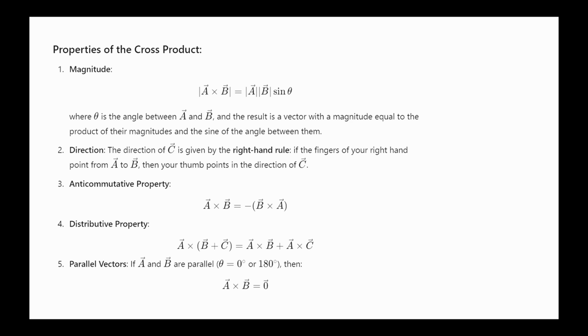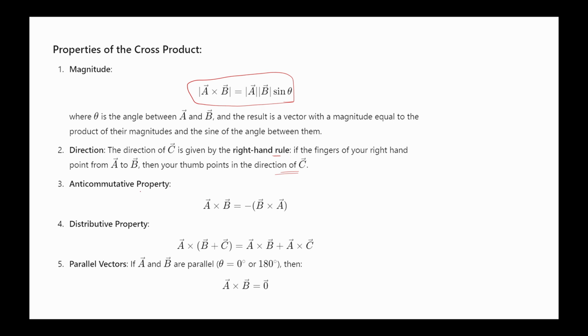Now let us talk about a few properties. Again, magnitude, as we discussed just now, this is the formula for finding out the magnitude. Direction is given by the right hand rule, as I mentioned. Let's read it out. If the fingers of your right hand point from A to B, then your thumb points in the direction of C. Like I told you, your palm should be facing the other vector to which you are finding the cross product, and your thumb basically would define the direction of your cross product or the C vector.